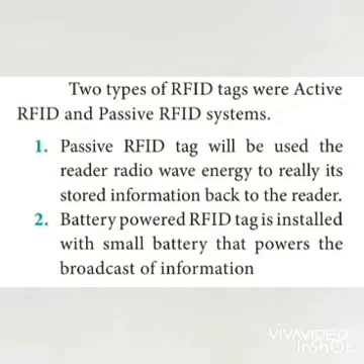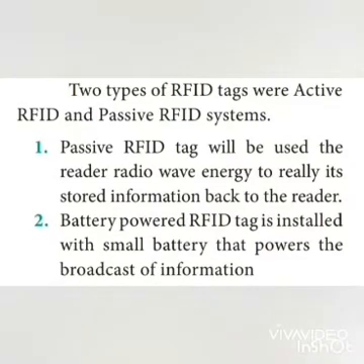Passive RFID tag will use the reader's radio wave energy to relay its stored information back to the reader, because this tag does not have its own power source. So it has to get the power from the reader antenna to the tag antenna. Next one is active RFID tag. This is a battery powered RFID tag, installed with a small battery that powers the broadcast of information.